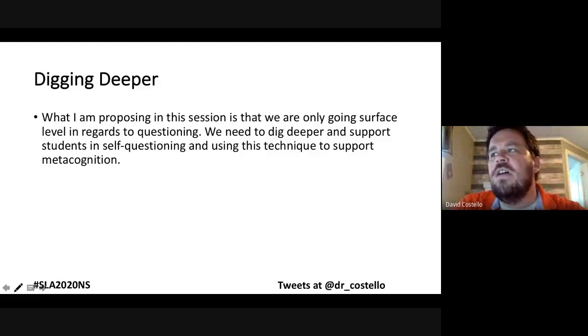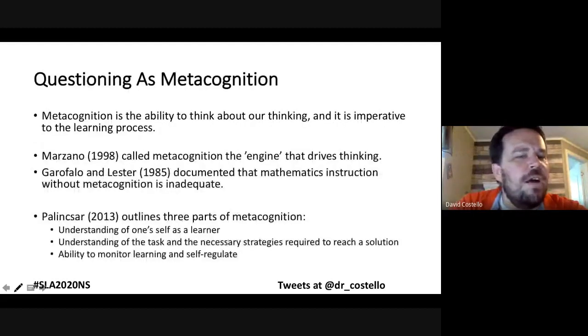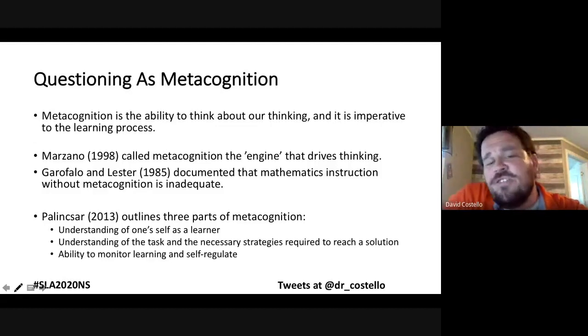And I just want to preface this. Metacognition is the ability to think about our thinking, and it's imperative to the learning process. Marzano called metacognition the engine that drives thinking. So just think about that: metacognition is the engine that drives student thinking. Garofalo and Lester documented that math instruction without metacognition is inadequate. Those are pretty powerful statements.